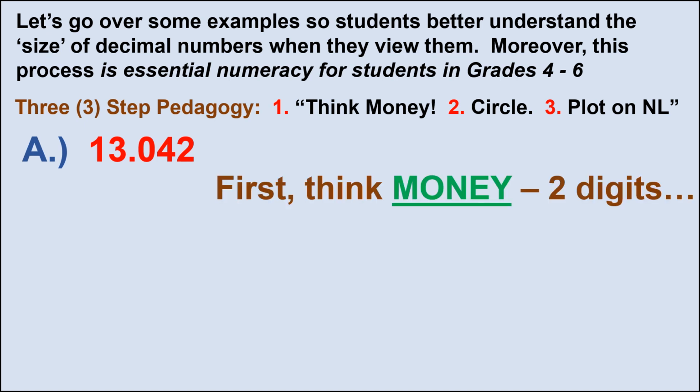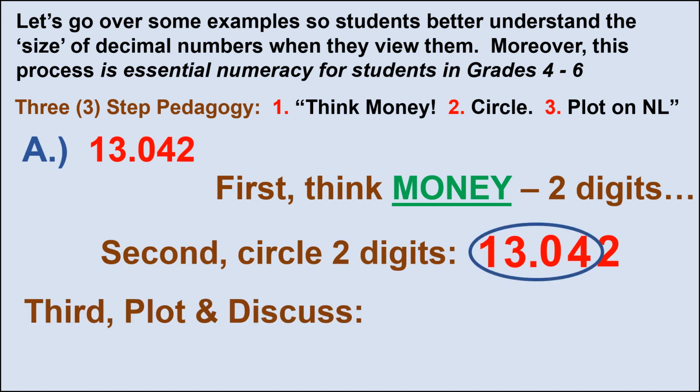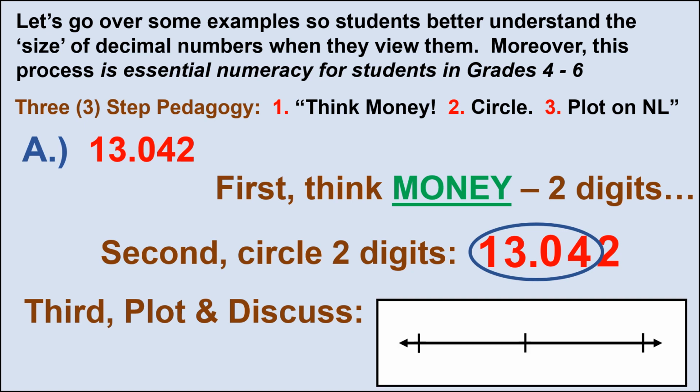First, think money. We are only interested in the money value of the decimal. Second, circle the money value of the decimal to the hundreds place value. Third, draw a quick number line so students possess a visual understanding of the mathematics. Label the salient numbers, usually the bookend whole numbers and the midpoint will be sufficient.